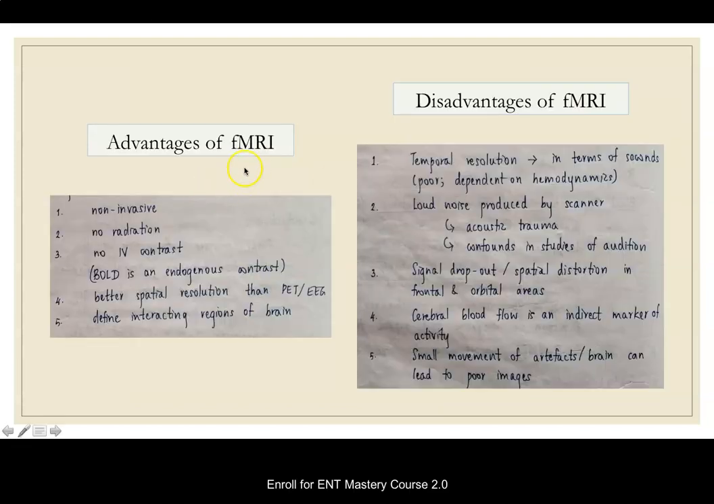Now when you see the advantages of fMRI, it is non-invasive, there is no radiation. Always remember that MRI has no radiation, but CT always has. This has no intravenous contrast. Blood oxygenation level dependent is an endogenous contrast. It has better spatial resolution than PET scan and electroencephalography. It defines interacting regions of brain.